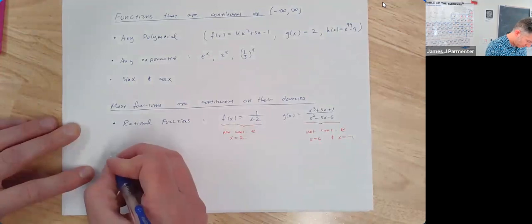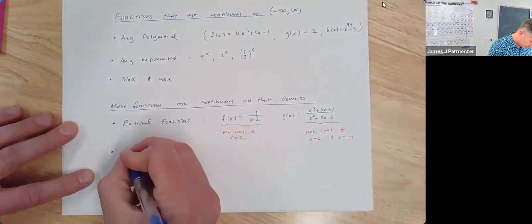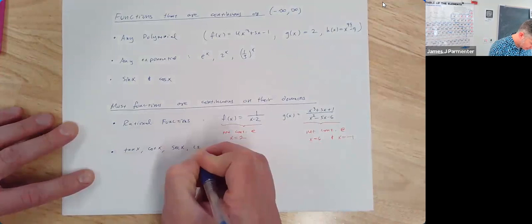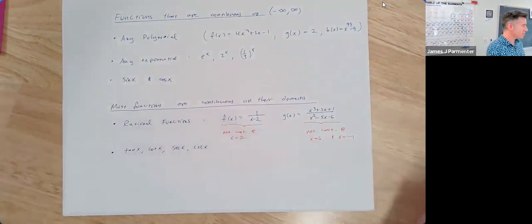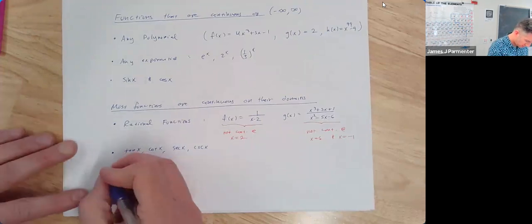And then the rest of the trig functions: tangent, cotangent, secant, cosecant. They are very similar to rational functions in that they have places where you might be dividing by 0. Tangent of x is undefined at every odd multiple of pi over 2. The tangent of pi over 2 is like doing 1 divided by 0. Also, think about the graph of tangent. It's got like a million vertical asymptotes. Actually, that's not enough. It's got an infinite number of vertical asymptotes.